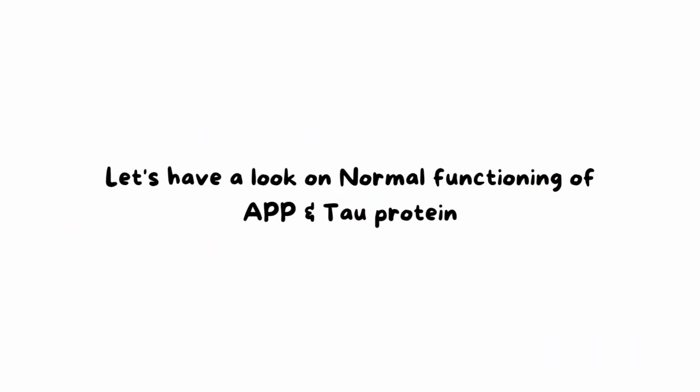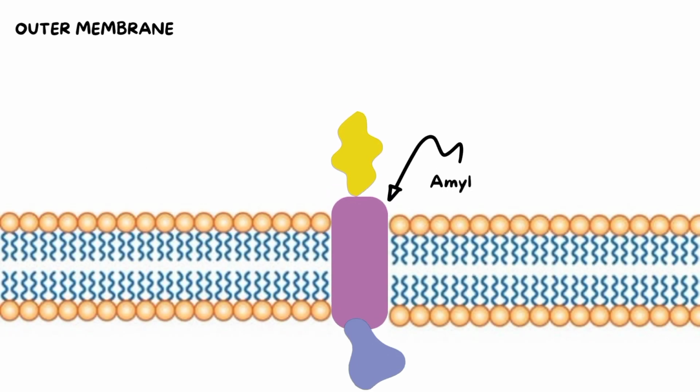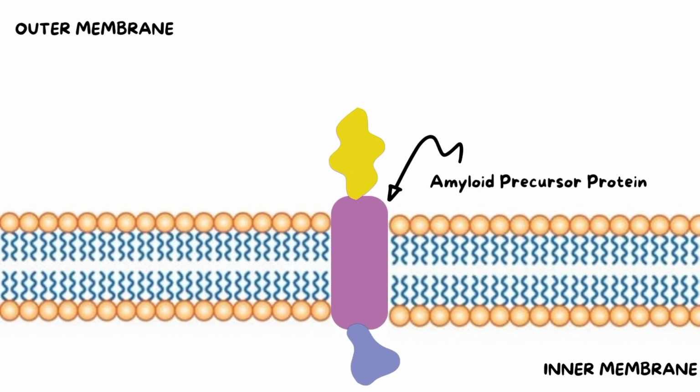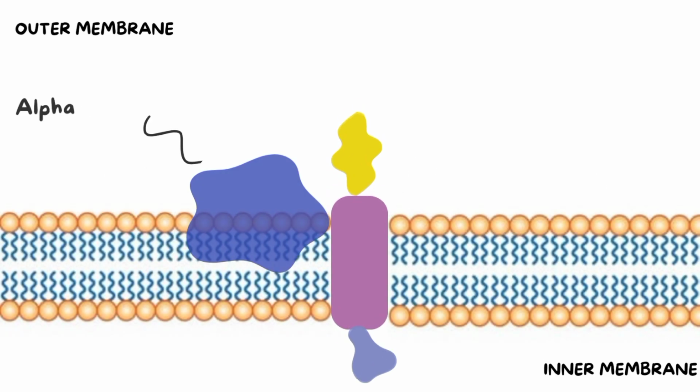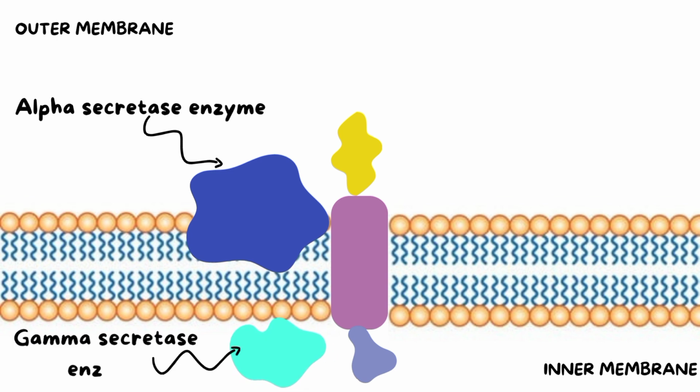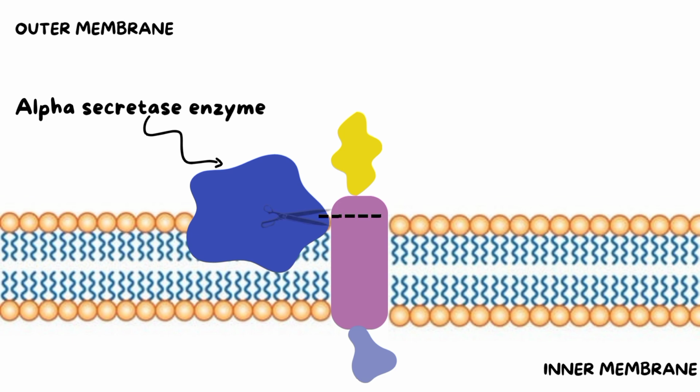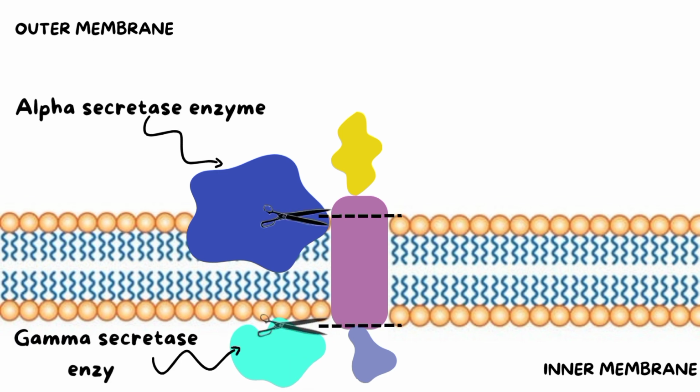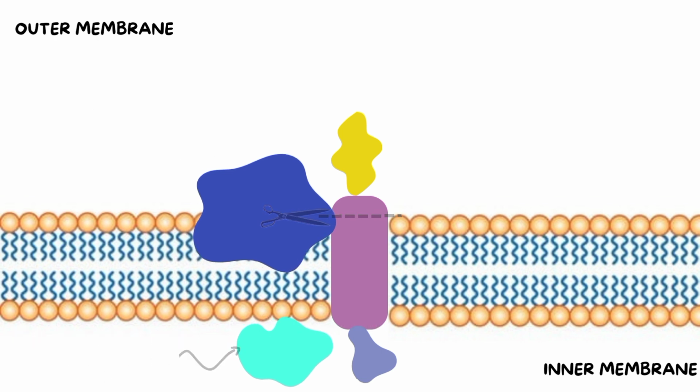Let's have a look at the normal functioning of amyloid precursor protein and tau protein. The amyloid precursor protein in the neuronal cell membrane gets cleaved by enzymes such as alpha secretase and gamma secretase in normal conditions. The alpha secretase enzyme cleaves amyloid precursor protein at the N-terminal along with some part of the beta protein segment. The gamma secretase enzyme cleaves amyloid precursor protein at the C-terminal end.